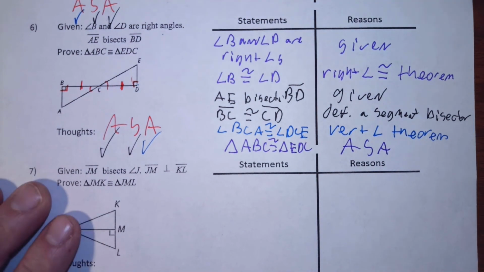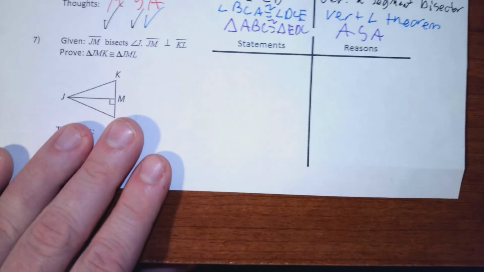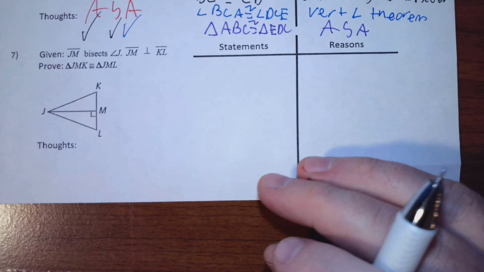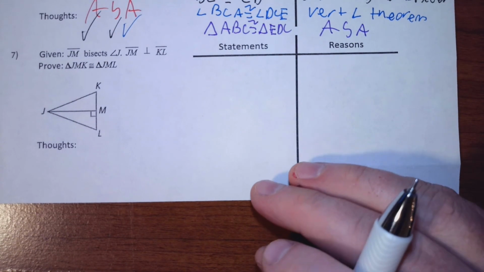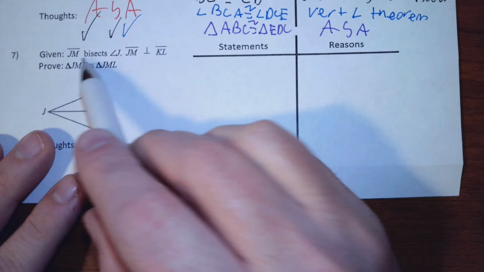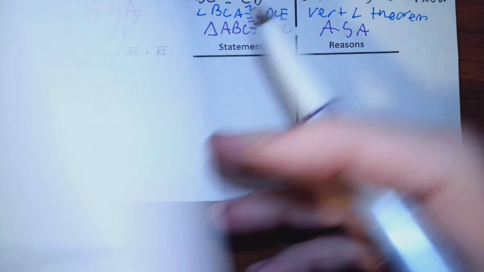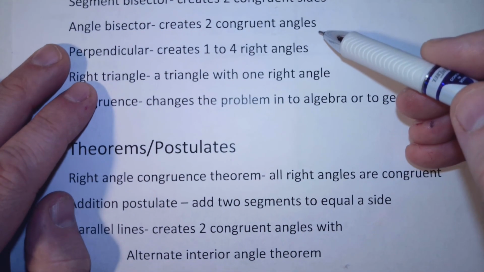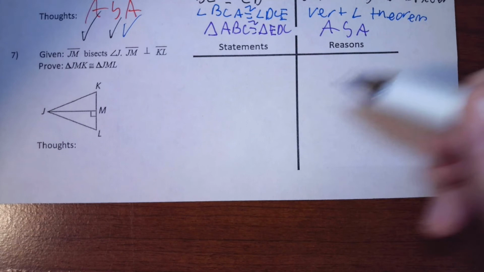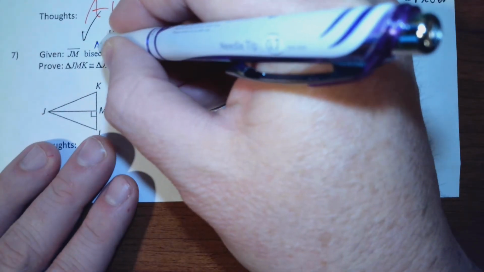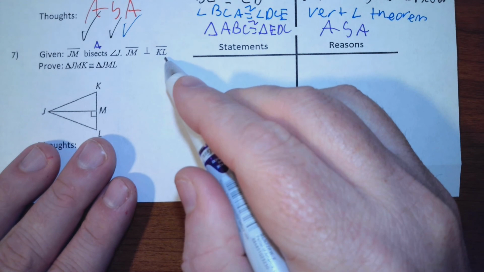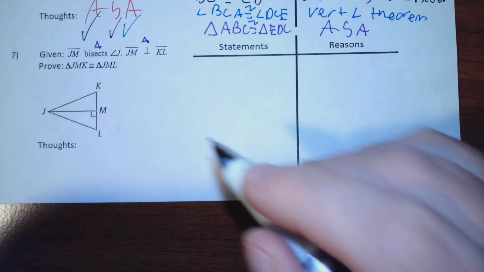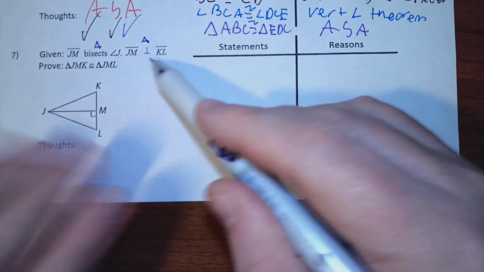All right, last one on this worksheet. And again, I'm doing this whole worksheet because this one has a lot of thinking where you have to figure out the ending. All right. JM bisects angle J. Okay. Angle bisector creates two congruent angles. So that's going to create an angle. JM is perpendicular to KL. Well, we know what that's going to do. That's going to create an angle. We already did that one before today. So we're going to have to do some stuff with that.